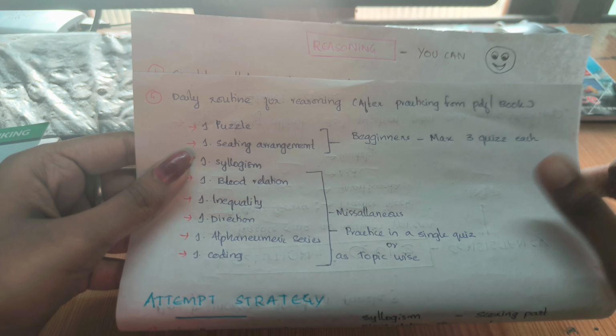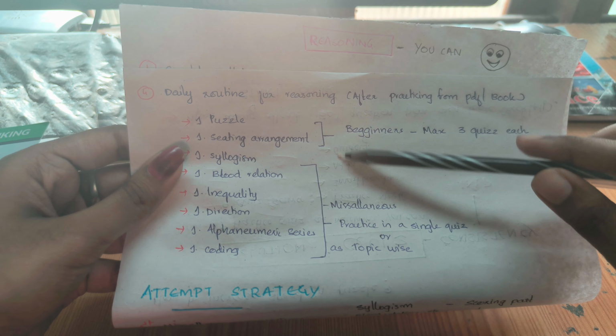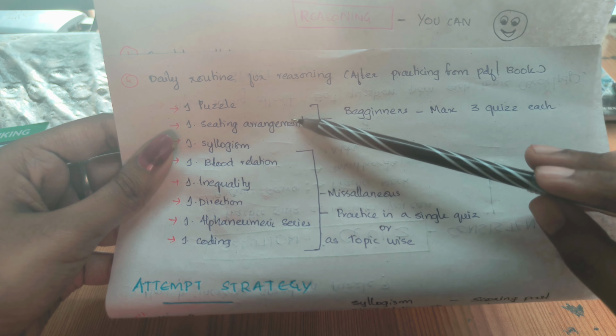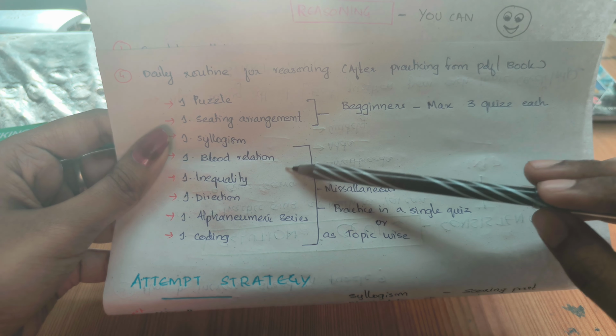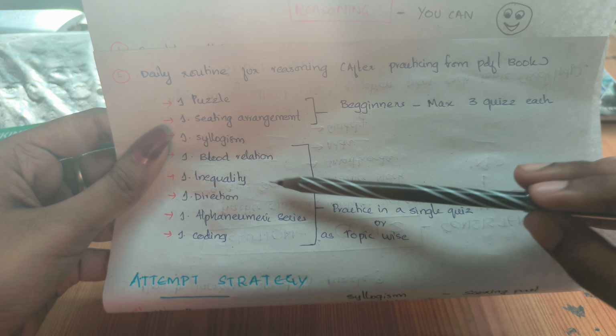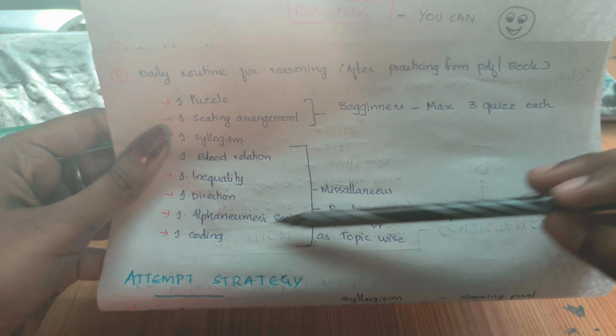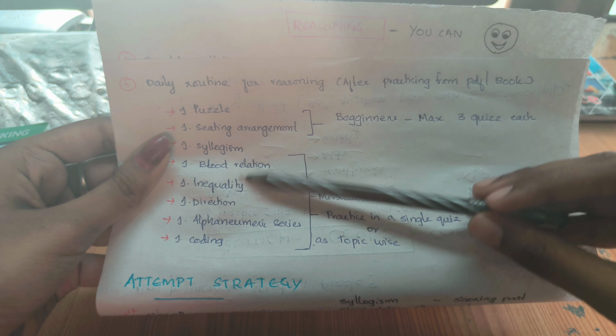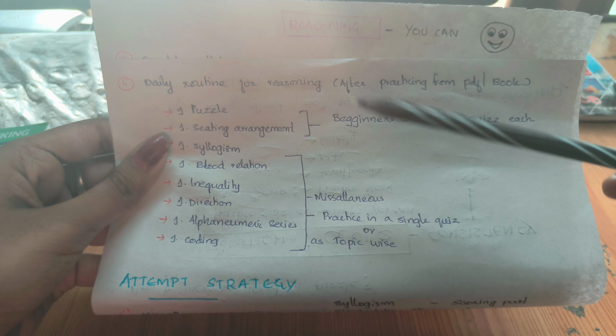Okay, so this is the schedule. Do the quiz of a puzzle, a seating arrangement, syllogism, blood relation, inequality, direction, alphanumeric series, and coding decoding daily. Doing this daily will help you to improve your speed.